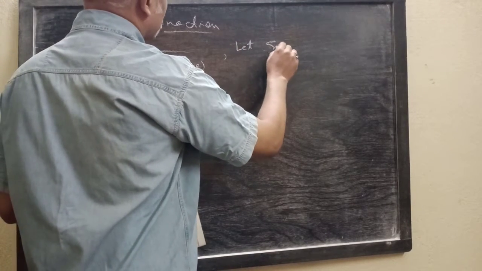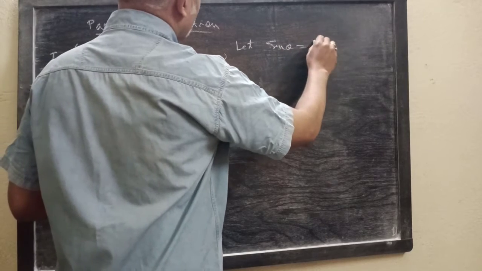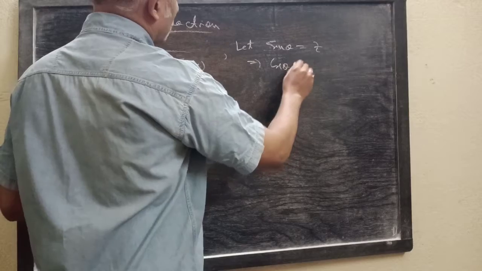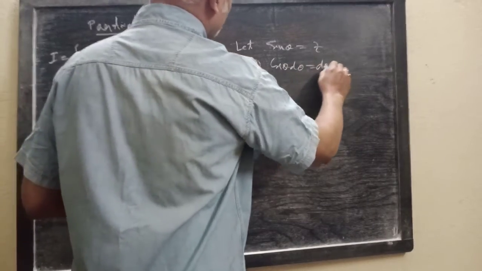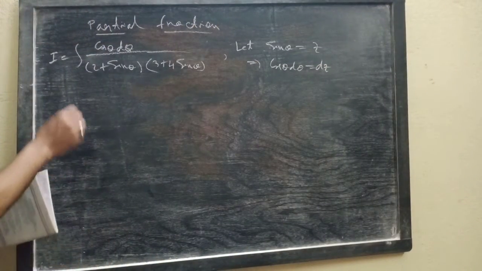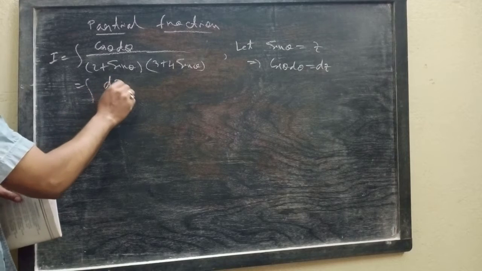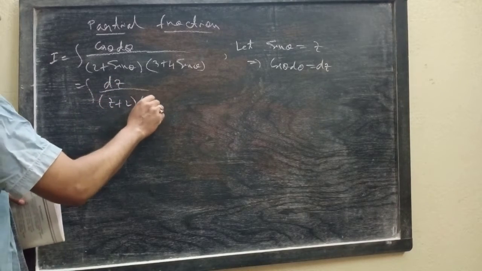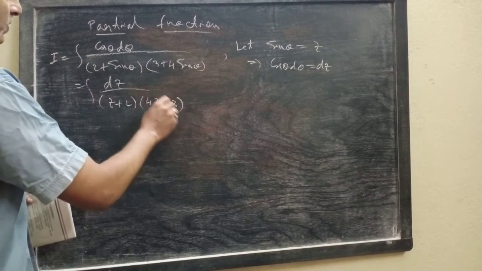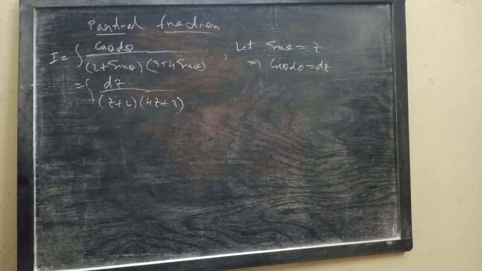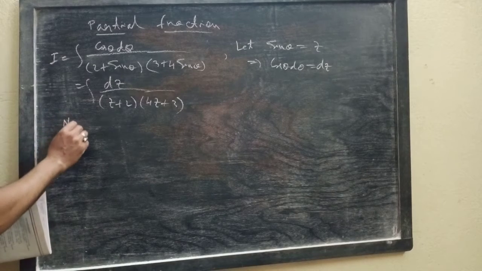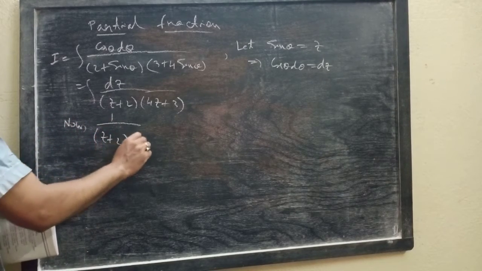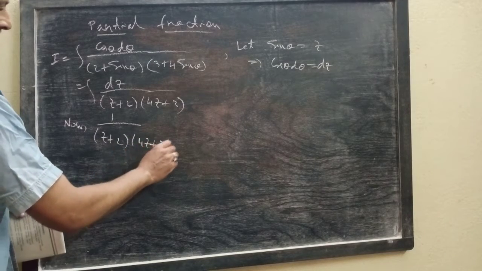Let sin theta equals z. So we get cos theta d theta equals dz. This is dz by z plus 2 into 4z plus 3. Now 1 by z plus 2 into 4z plus 3.